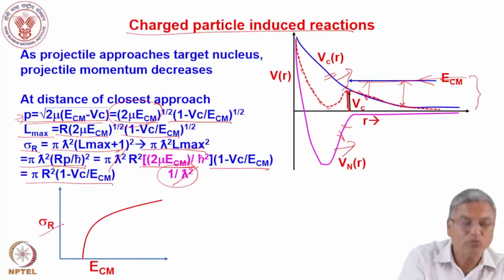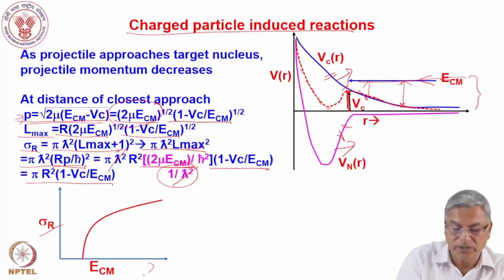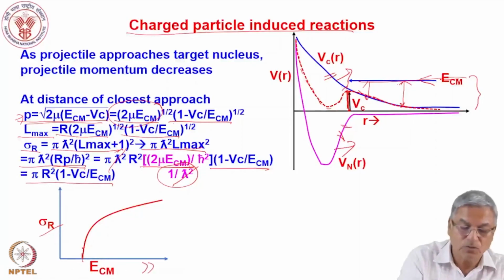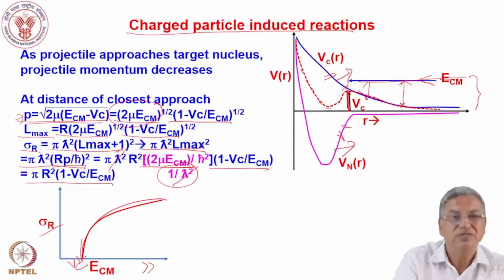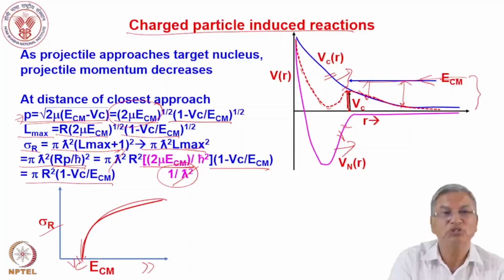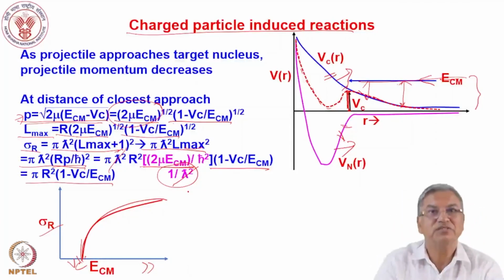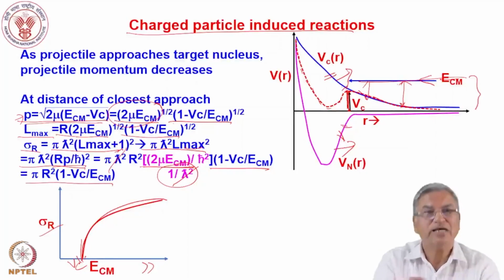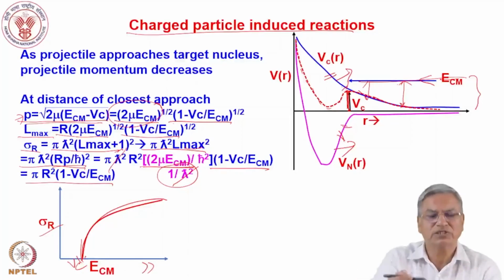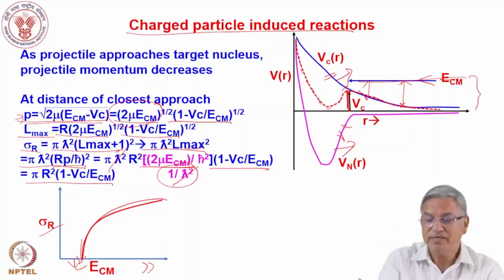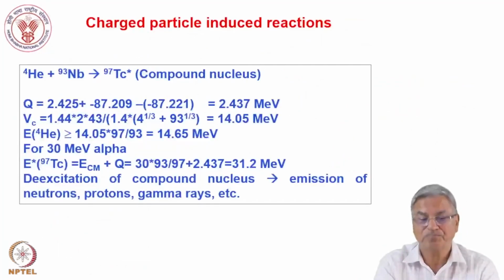So the cross section for charged particle induced reactions, you can see here with ECM, as the energy of the projectile is increasing, it will go up. So this is the VC. Below VC, the cross section is 0. Above VC, the cross section will increase with increasing energy in the center of mass. So the cross section for charged particle induced reactions increases beyond VC. The cross section for neutron induced reactions decreases as 1 by v, and then has some resonances.